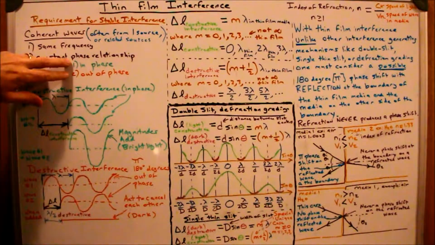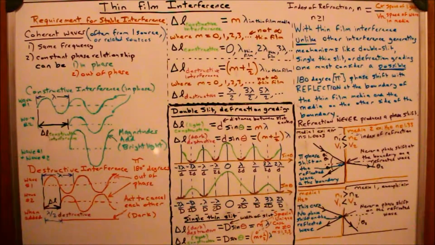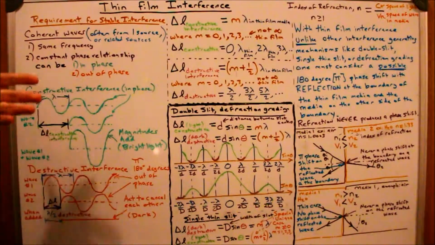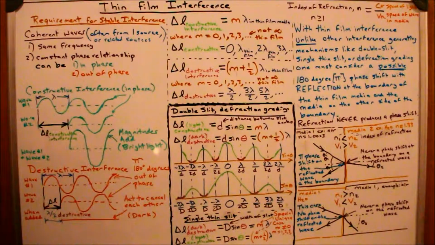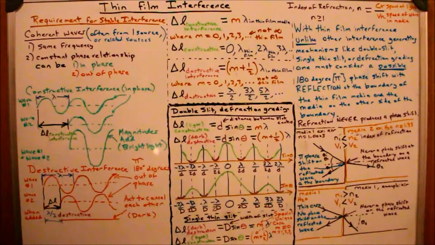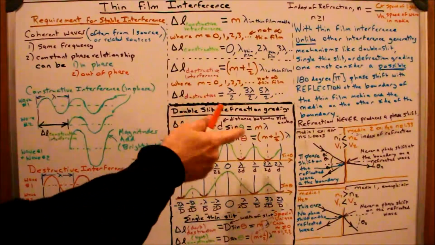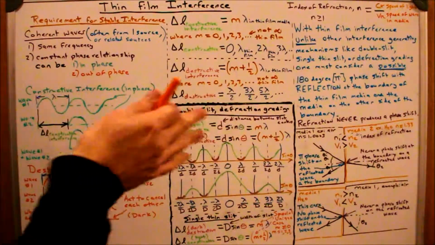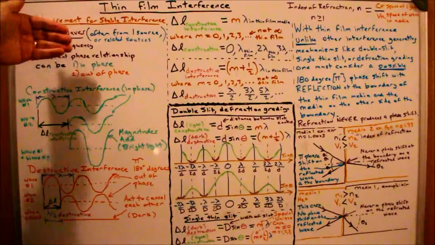We're looking at the two most extreme cases: one where they're totally in phase, and the other where they're totally out of phase. Now, coherent waves often come from a single source, or they could come from related sources. A single source would be a single light going through two slits, where it breaks into two different waves, but it comes from that same source.